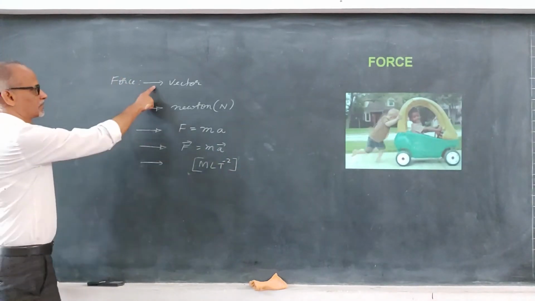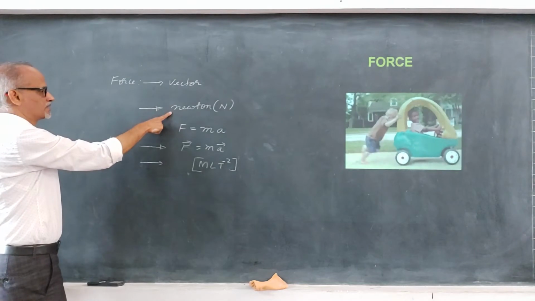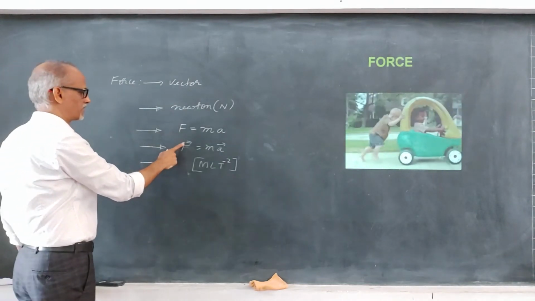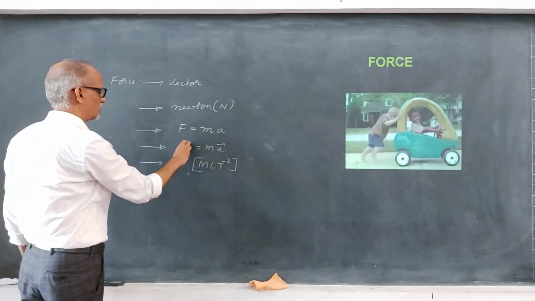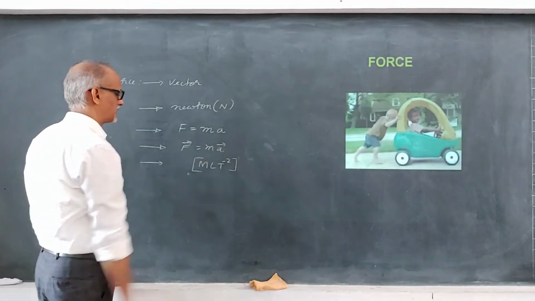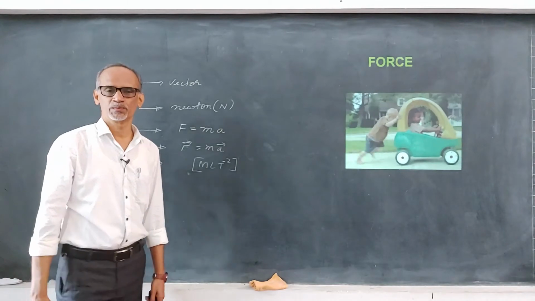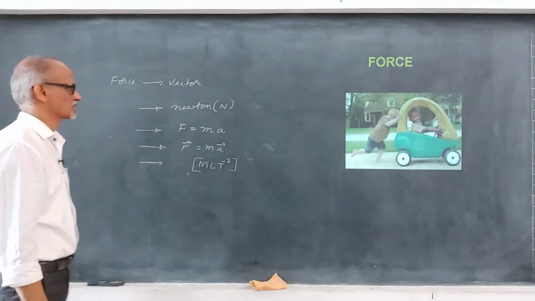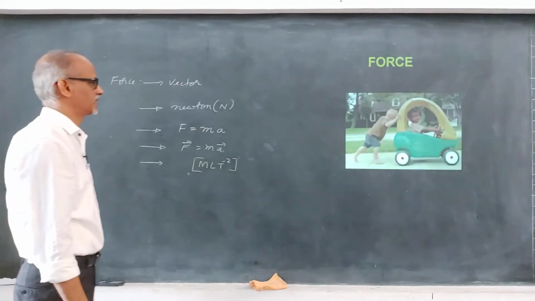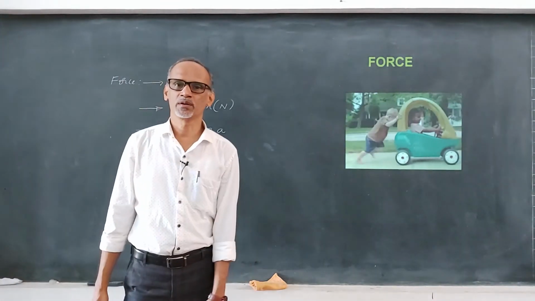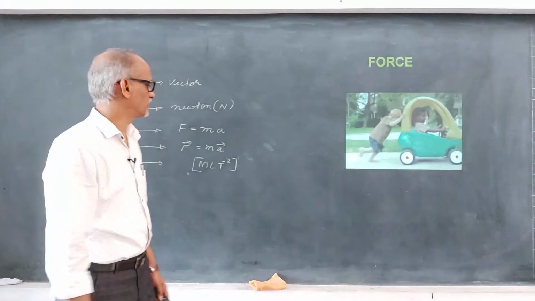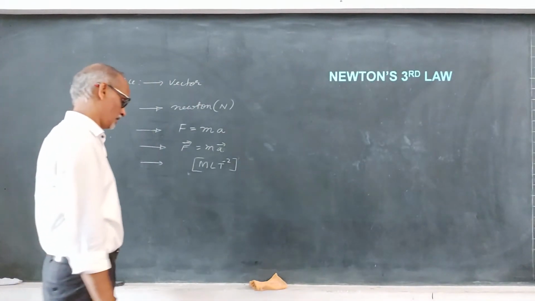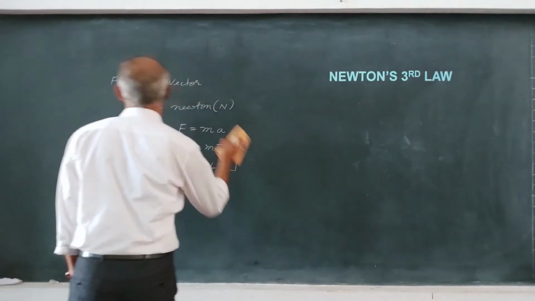So force is a vector quantity, its SI unit is the Newton. The equation for force is F equals ma. In vector form we can write vector F equals m times vector a, and M L T^-2 is the dimensional formula of force. So how do we define force? Force is that external agent which, when acting on a body, changes the state of rest or uniform motion along a straight line.